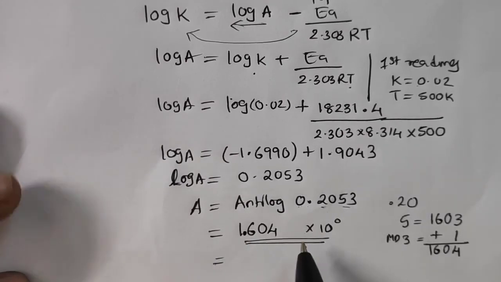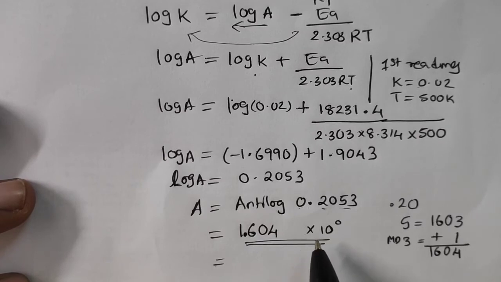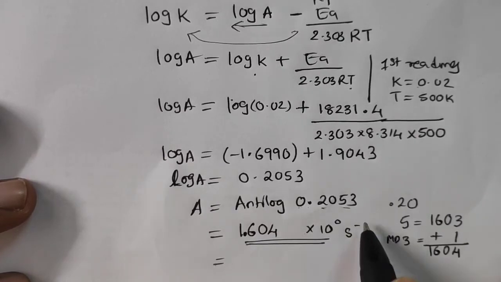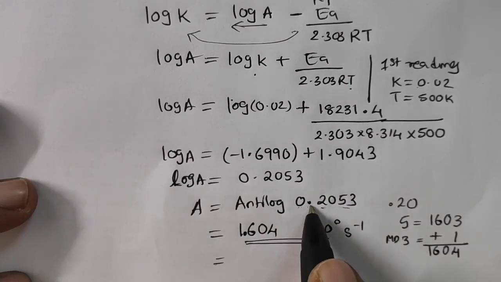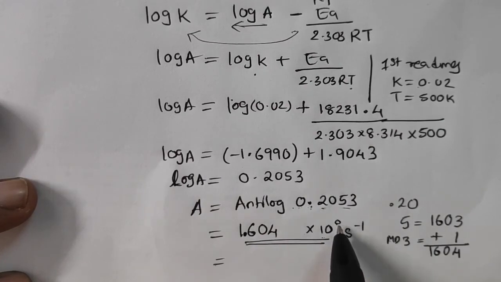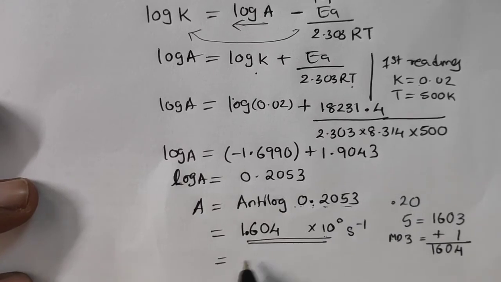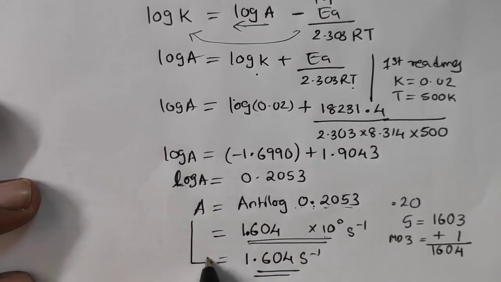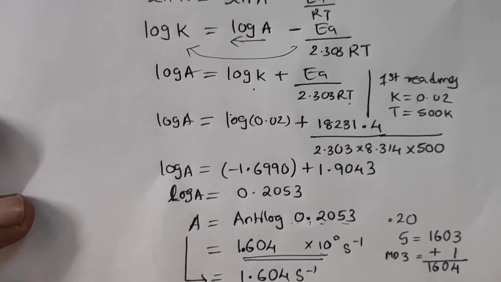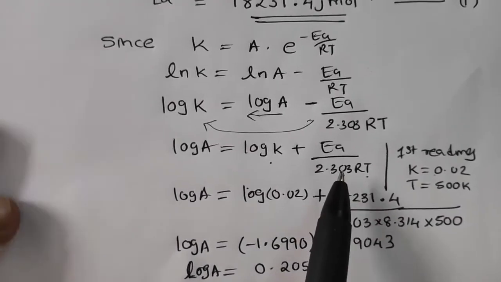So now this is A, with the unit second inverse. Because the digit before the decimal is taken as the power of 10, 10 raised to 0 is 1. So your answer is 1.604 second inverse. So we got the value of A also. Understood? This is a little bit tricky part.